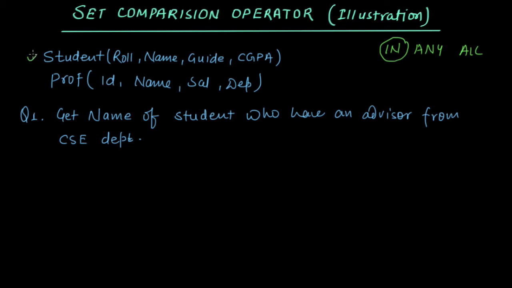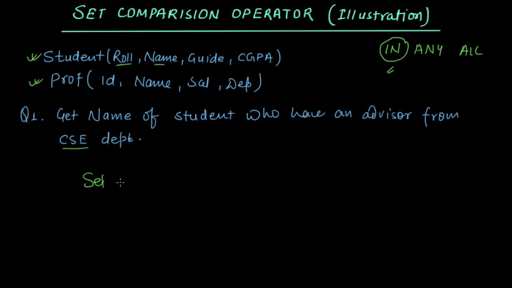So we have two relations here, student and professor, having some attributes. And query one is: get the names of students who have an advisor from the CSE department, right? So let's write down the query using this IN operator. To write it, we first have to do a select. So it will be select. I'm just writing it to understand first.